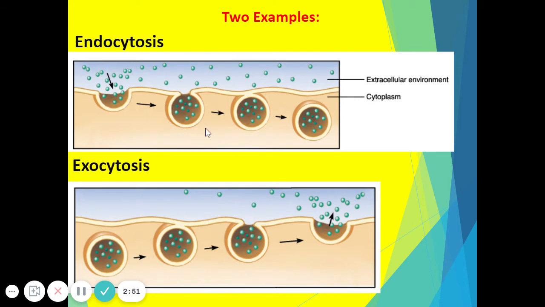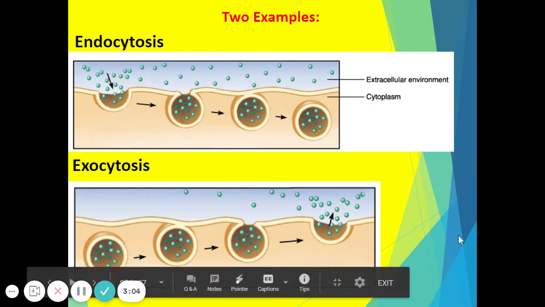Now, you also see endocytosis with the action of antibodies that will engulf foreign invaders, pathogens, viruses, bacteria, and then destroy them. Now, the opposite of this, we can see exocytosis. So, exiting, going out of the cell.